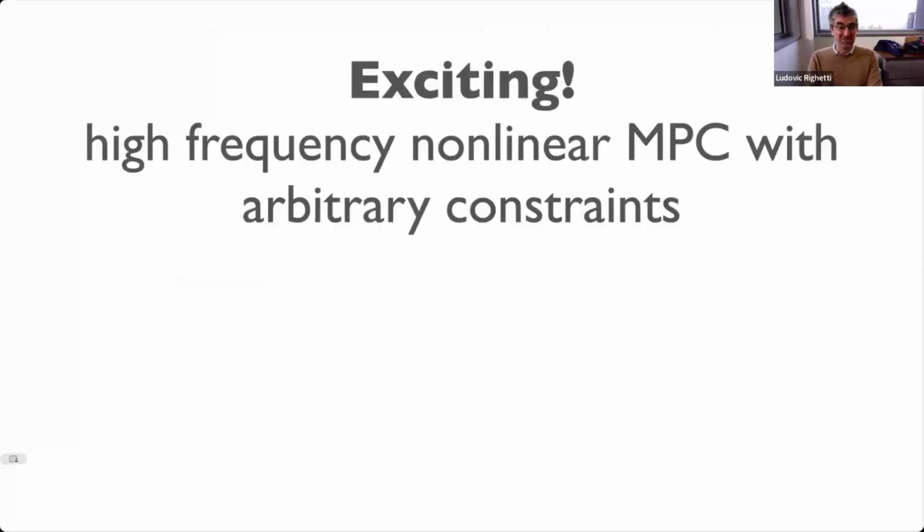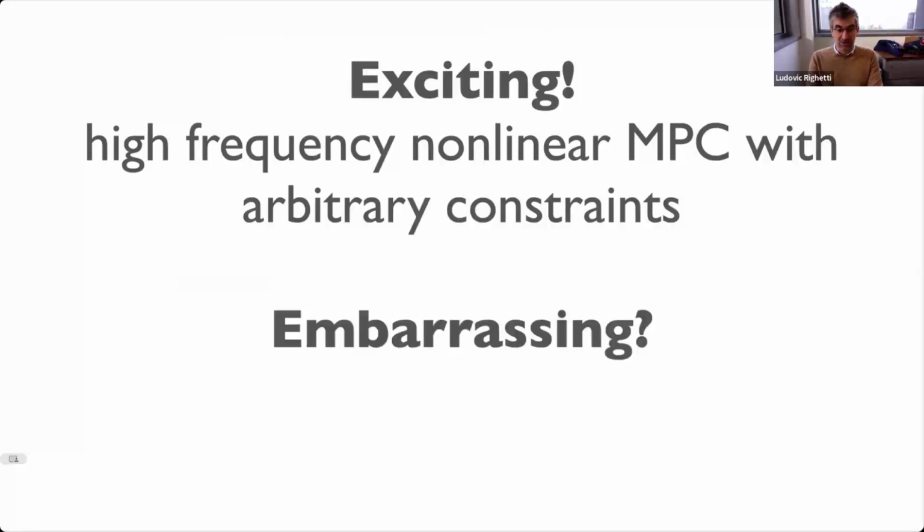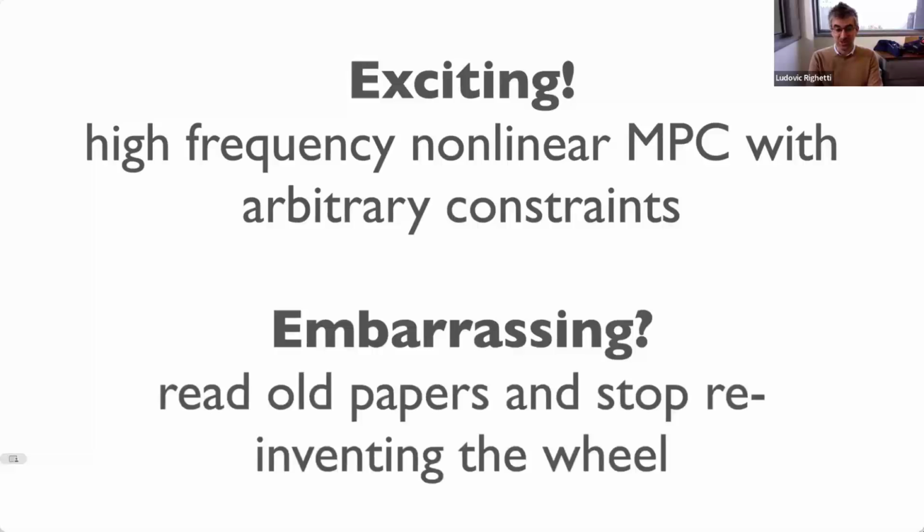So, so far, conclusion, well, it's exciting. We do high frequency nonlinear MPC with arbitrary constraints, which I think is not something we were able to do up to a few months ago. It's not at that speed, right? With this kind of robustness. At the same time, it's kind of embarrassing, because we've done nothing really new. We just basically read old papers and implemented things that were known.